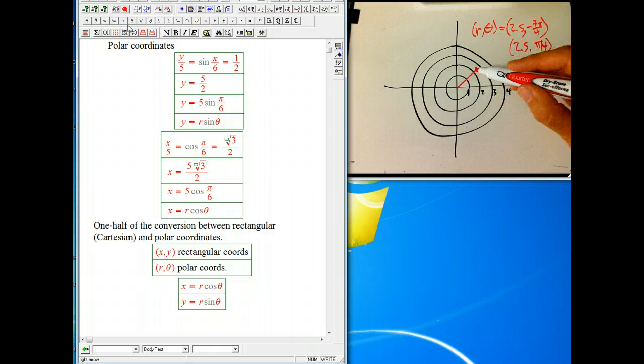And then if we wanted to get the x and y coordinates, x is just going to be 2.5 cosine pi over 4, which is going to be 2.5 times root 2 over 2. And y is going to be 2.5 sine pi over 4, which is 2.5 also times root 2 over 2. Okay, and we can get the decimals for that, but that's not super important. So that's another kind of thing we can do.